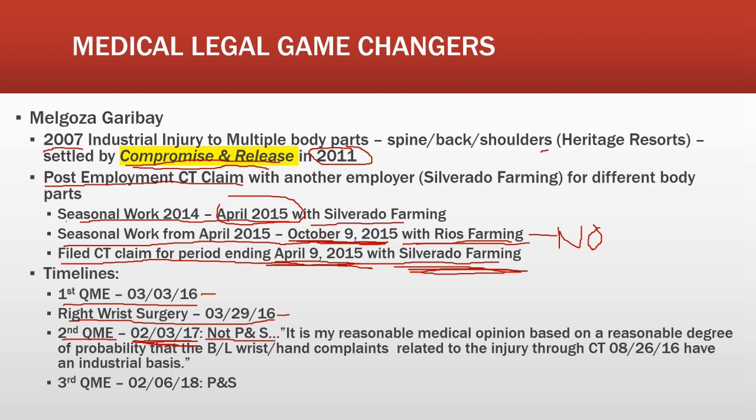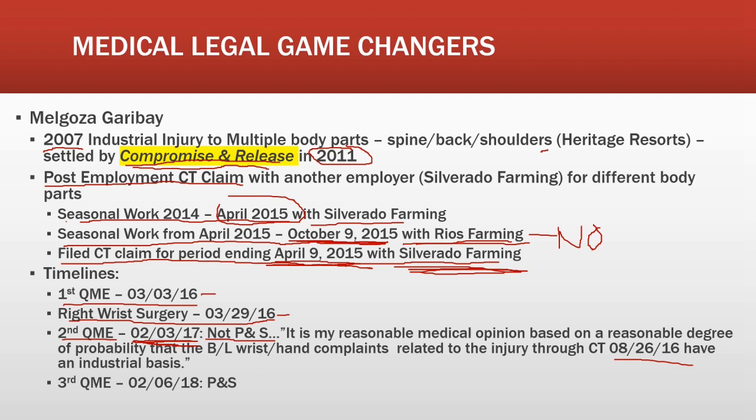and he provided an opinion. Again, he stated that it's my reasonable medical opinion, based on a reasonable degree of probability, that the bilateral wrist and hand complaints related to the injury through cumulative trauma 8/26/16 have an industrial basis. And all we have in this case to reference is the actual case itself. So it's not clear to me where this date of 8/26/16 comes from.